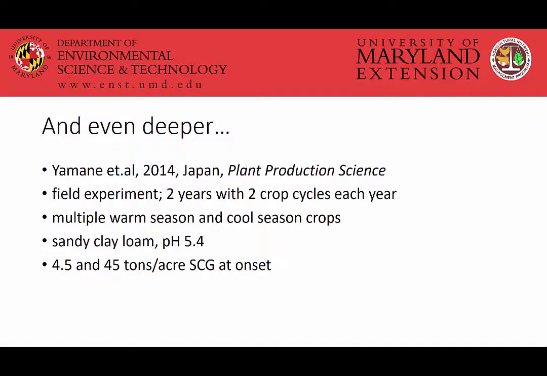Then a bunch of guys in Japan looked at this. And this was published in a journal I didn't know about until then, Plants Production Science. They did a field experiment for 2 years with 2 crop cycles every year, so summer, fall, summer, fall. And they looked at a sandy clay loam that had a pH of 5.4. Didn't give us a whole lot of information about the soil.